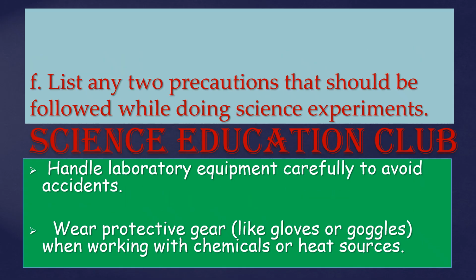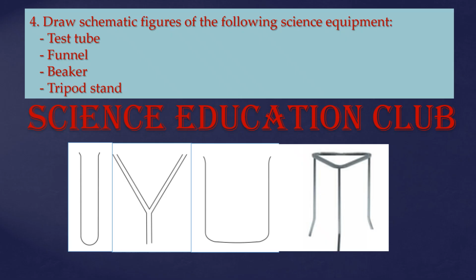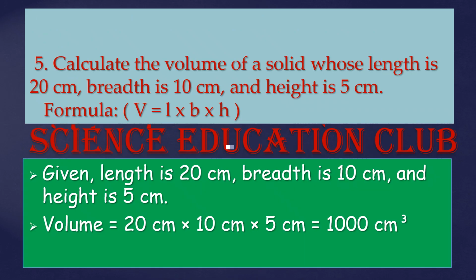List any two precautions that should be followed while doing science experiments. Handle laboratory equipment carefully to avoid accidents. Wear protective gear like gloves or goggles when working with chemicals or heat sources. Here are the diagrams of a test tube, funnel, beaker, tripod stand. You can draw it in your book.